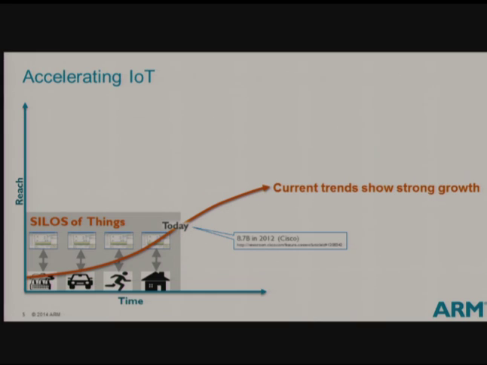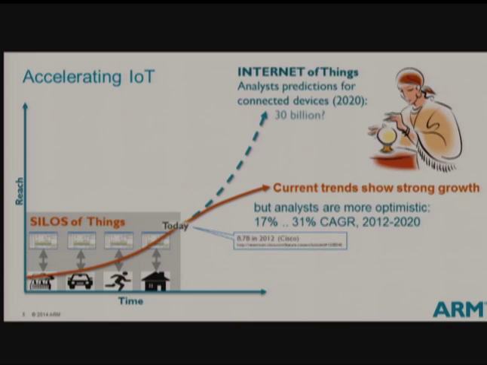So despite all this, current trends show fairly strong growth. And let's see, it's really hard to read that. 8.7 billion was the Cisco number of connected devices in 2012. By the way, that's a CAGR, as I recall, of about 13% compound annual growth rate. But the analysts are predicting a much larger growth rate for IoT. 30, 50, 75 billion. What do you believe? No matter how you look at it, that's a big change from where the current trends are heading.